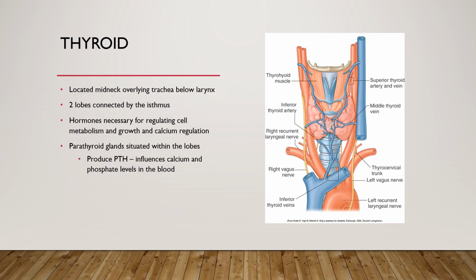And last but not least, we do have the thyroid gland. This is located mid-neck, overlying the trachea, right below the larynx. It has 2 lobes that are connected by an isthmus. Hormones are secreted by the thyroid gland that are necessary for regulating cell metabolism and growth and calcium regulation. The parathyroid glands are small glands that are situated throughout the lobes. They produce parathyroid hormone, which influences calcium and phosphate levels in the blood. So our thyroid is a pretty important gland as well.